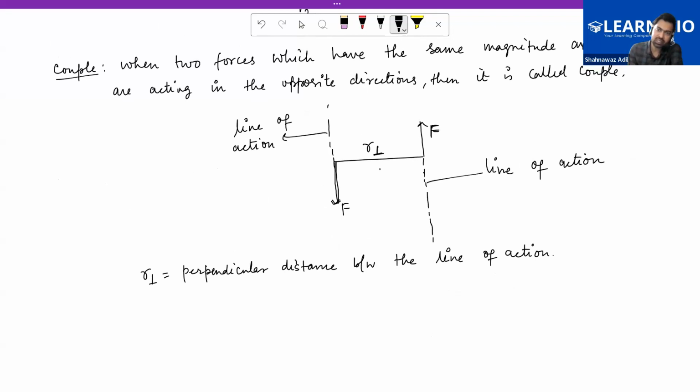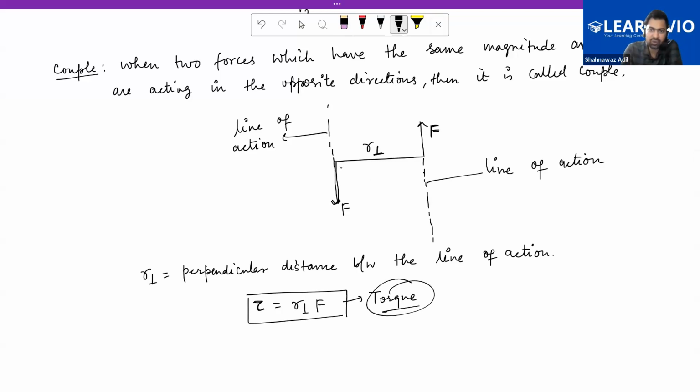Right. So this couple, which is also called the torque, is defined as the magnitude of this R perpendicular times this F. Is this part clear? So this is the magnitude of the torque. You have the line of force and the perpendicular distance between them. If you multiply this R perpendicular by F, you'll get the torque.